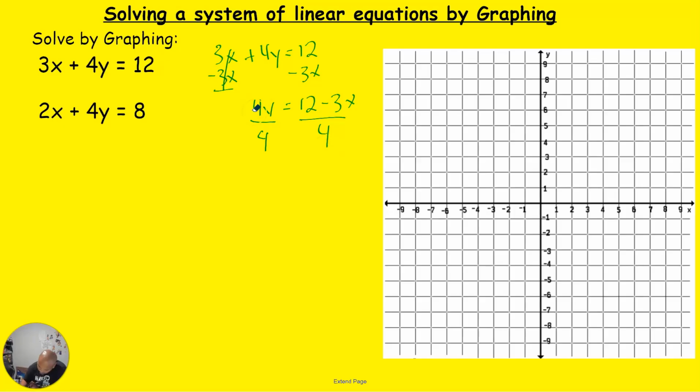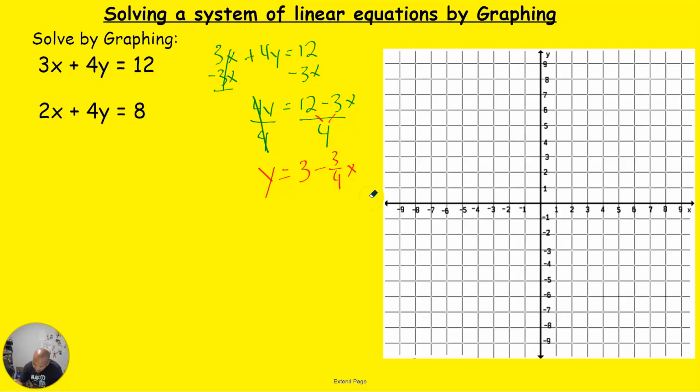We're going to divide by 4. And when we divide by 4, guys, we're going to divide each one of these terms by 4. It's almost like the distributive property, but with division. So we divide 12 by 4, and we wind up with y is equal to 12 divided by 4, which is 3. And negative 3 divided by 4 is going to be negative 3/4 x.